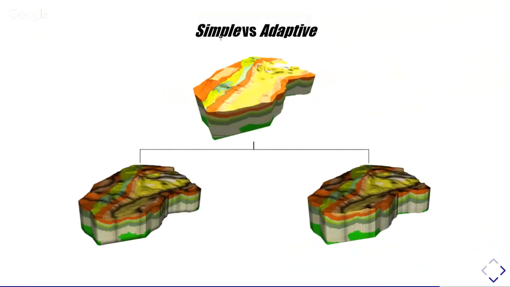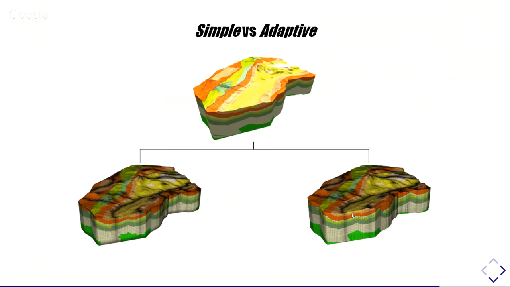And you have the simple versus adaptive algorithm here. As you can see, the simple algorithm just divides the domain vertically into cells, but it also has a parameter that helps you, for example, to add more layers to the top so that you can have a better representation of the top. However, what it does is that it creates a very squared domain here.